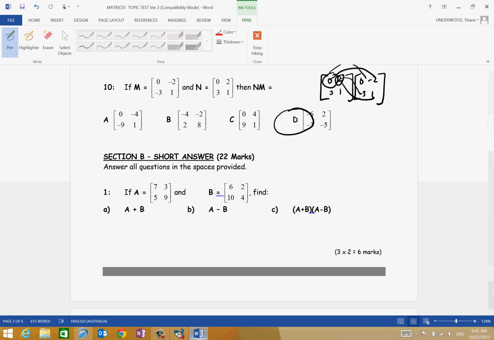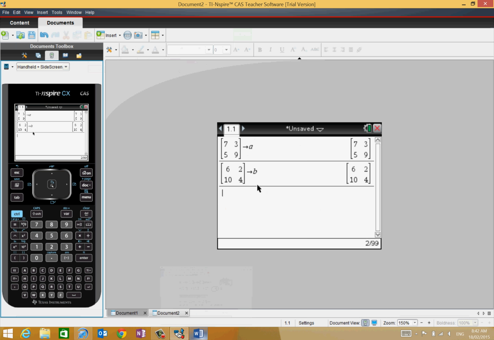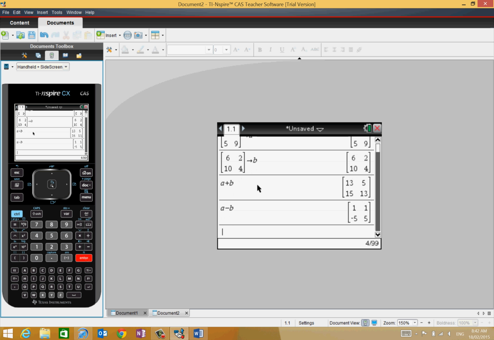And now what we want is A plus B, A minus B, and A plus B times A minus B. Okay. So let's do that. Now you'll know if your variables are stored because you'll see that in bold. So we want A plus B. And that's going to give you this matrix here. A minus B. And give you this matrix here.